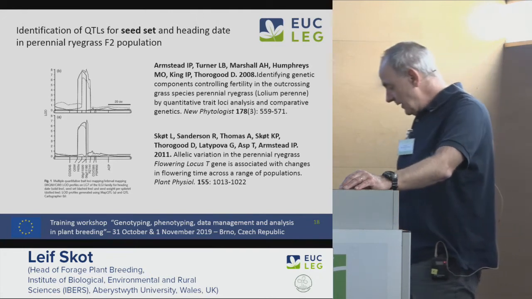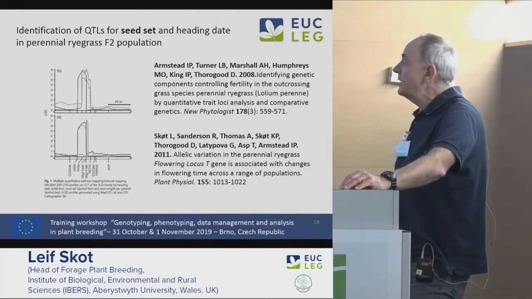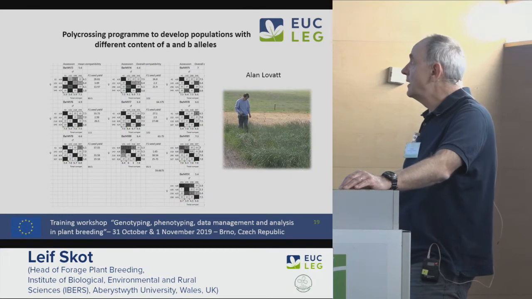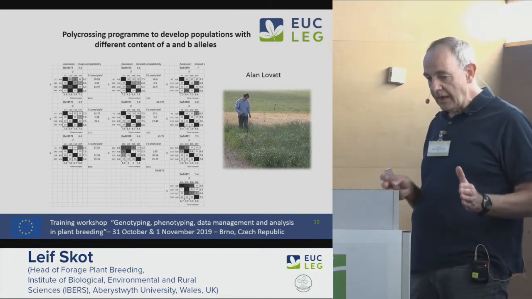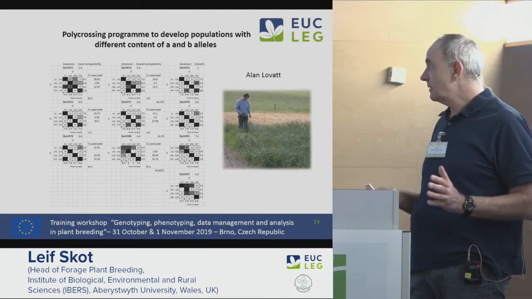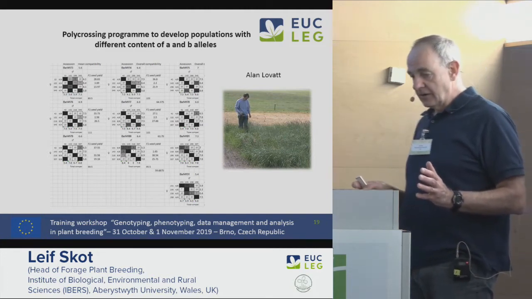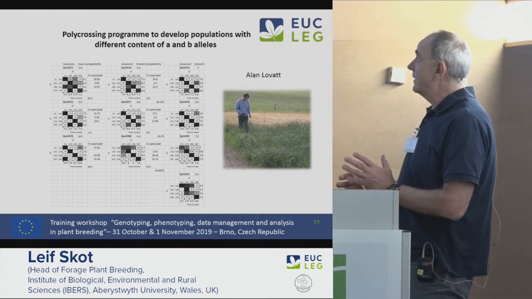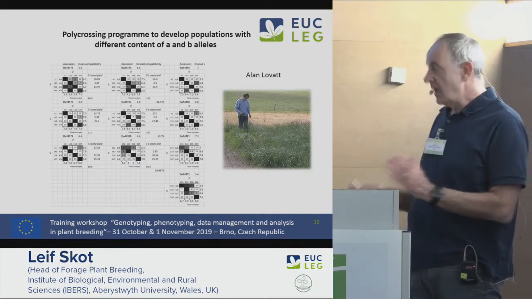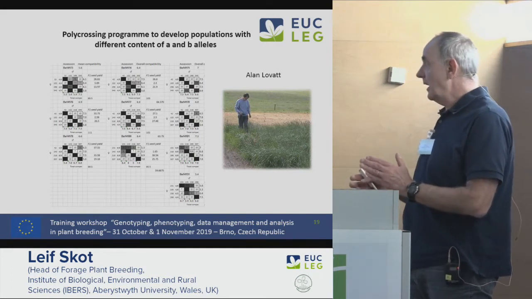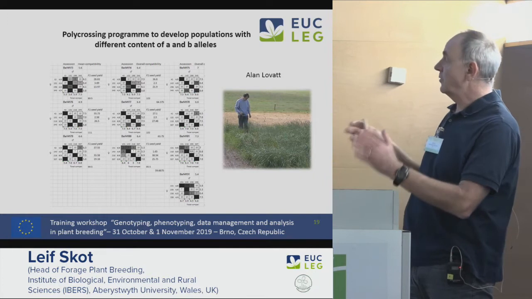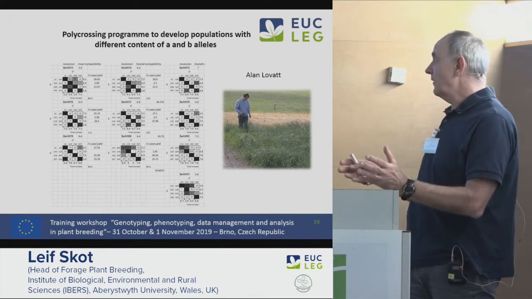So we then got some money to carry out an experiment. We had a marker with A and B alleles, and the B allele was associated with later flowering time and higher seed set. So the A and B alleles had opposite effects.